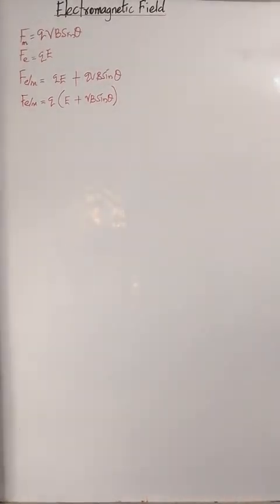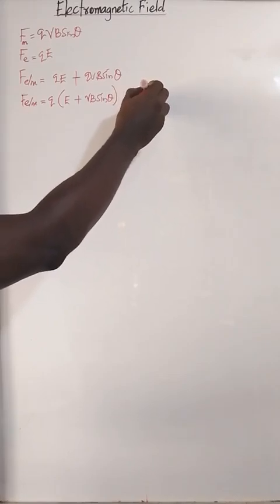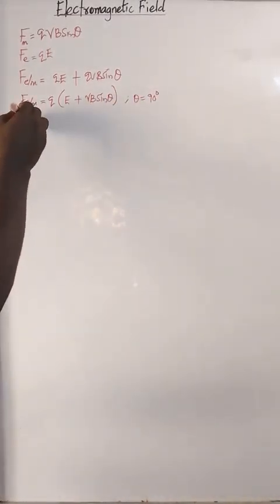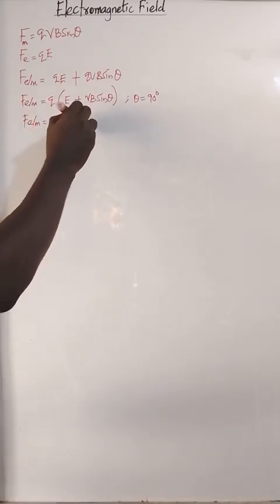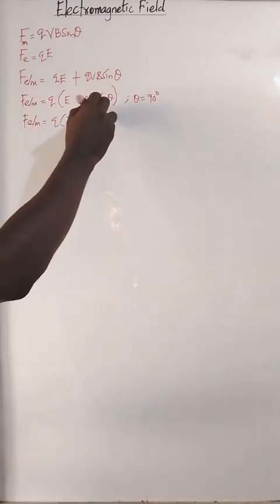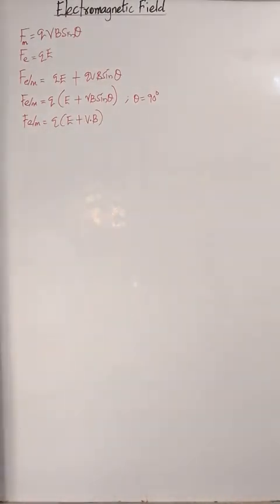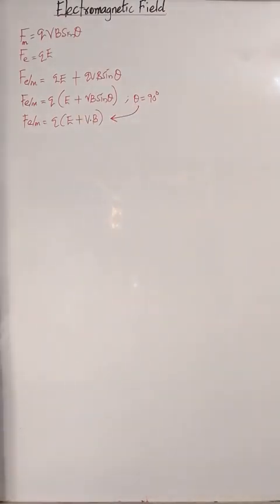Now, if the charge is perpendicular to the electromagnetic field, then it means the value of theta is going to be 90, and sine 90 is 1. So in this case, the electromagnetic force becomes Q into E plus VB. In this case, what we have between V and B is what? Is a dot product. So this is the condition if the angle is 90, when the charge is perpendicular to the field.